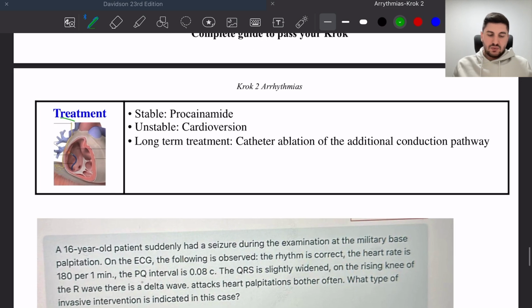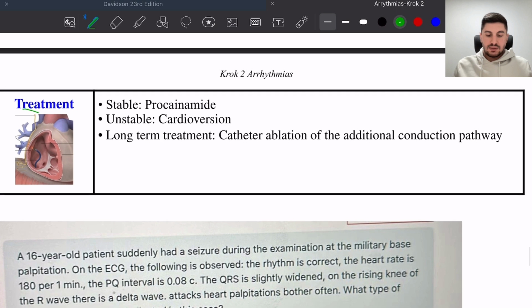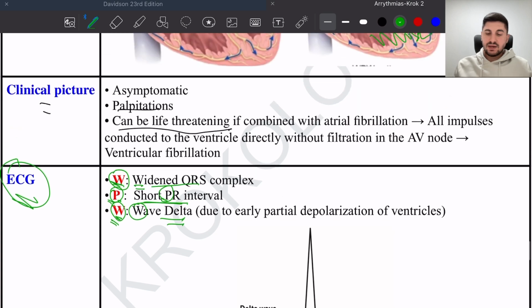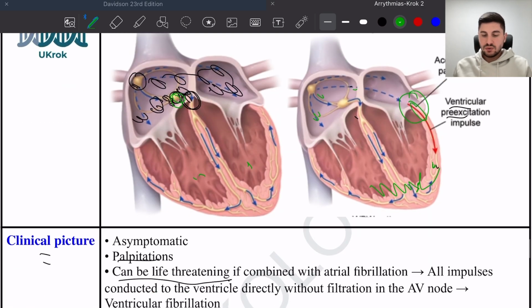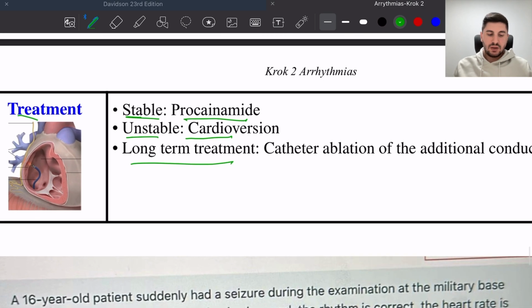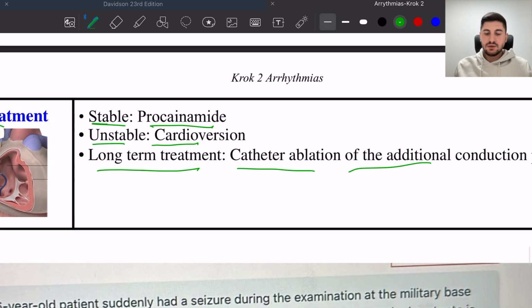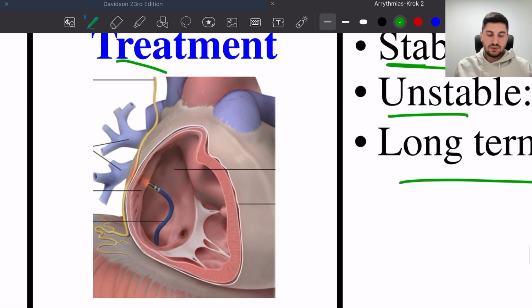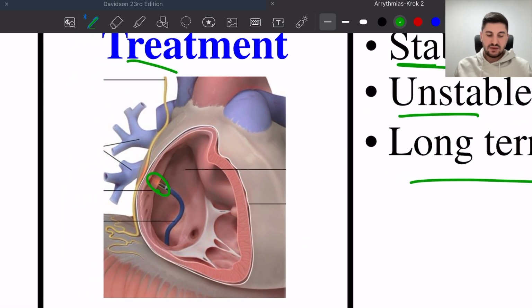Treatment, it wasn't asked in Krok, but I wrote it anyway. For stable patients, procainamide is an antiarrhythmic; for unstable patients, cardioversion. Long-term treatment is to close this accessory pathway. We do it by using a catheter that uses electrical energy, and it closes this additional conduction pathway. This is how this catheter looks.